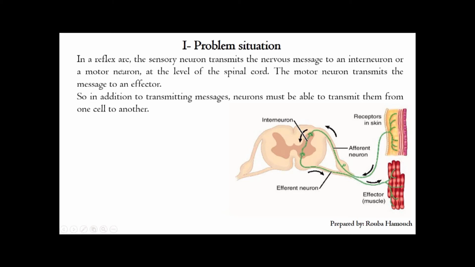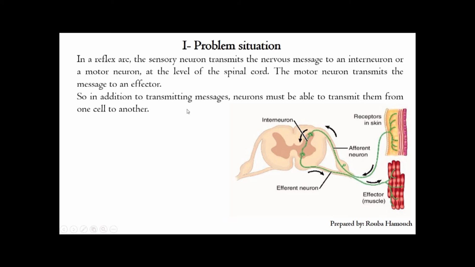In a reflex arc, the sensory neuron transmits the nervous message to an interneuron or directly to a motor neuron. As you can see here, the sensory neuron, the afferent neuron, transmits the nervous message, the sensitive message, to an interneuron found in the gray matter of the spinal cord. Then the interneuron transmits the message to an efferent motor neuron, and the efferent neuron will transmit the message to the muscle.